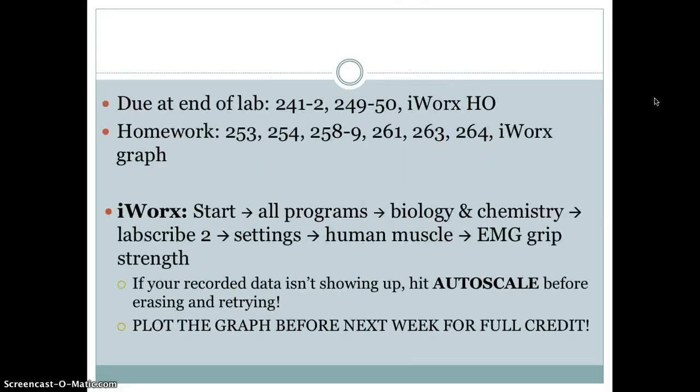And also don't forget about the iWorks pre-lab that is due at the beginning of lab, along with the pages in your lab manual. Next week you'll have to turn in a graph of the iWorks information that you have collected, but we'll also be stamping the iWorks handout that you can print off of Blackboard. That'll have some tables in it that you'll need to fill out at the iWorks station.